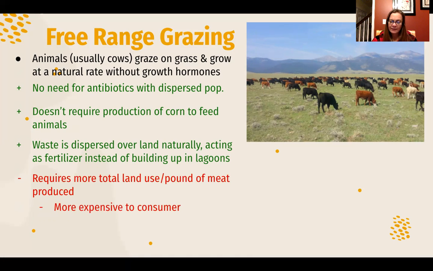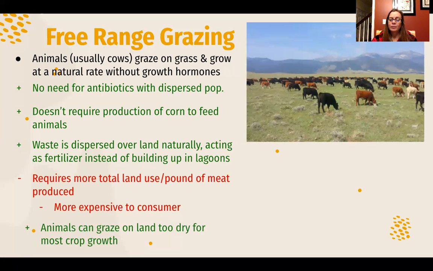Unfortunately, on the downside, this does mean that there's more land use per pound of meat, which means that it's more expensive for the consumer. Another plus side of free range grazing is that animals can graze on land that's too dry for most crop growth because the grass doesn't require as much water as most crops. Another benefit of free range grazing is that it can share space with things like windmills and solar farms. And so the land can be used for a dual purpose.